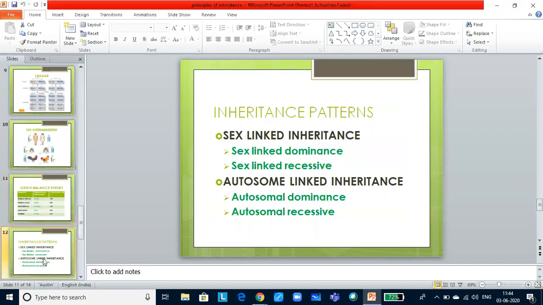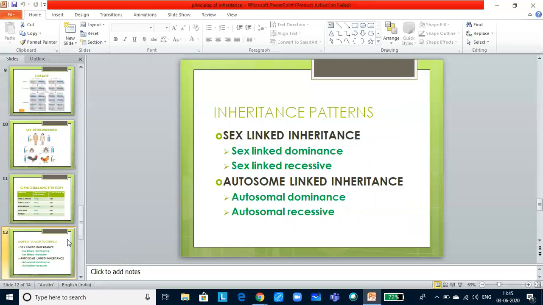Now let us look at the inheritance patterns. What inheritance patterns have we seen? One is sex-linked inheritance and the other is autosome-linked inheritance. Sex-linked inheritance can be sex-linked dominant inheritance and sex-linked recessive inheritance. Similarly, autosome-linked inheritance includes autosomal dominant and autosomal recessive inheritance.